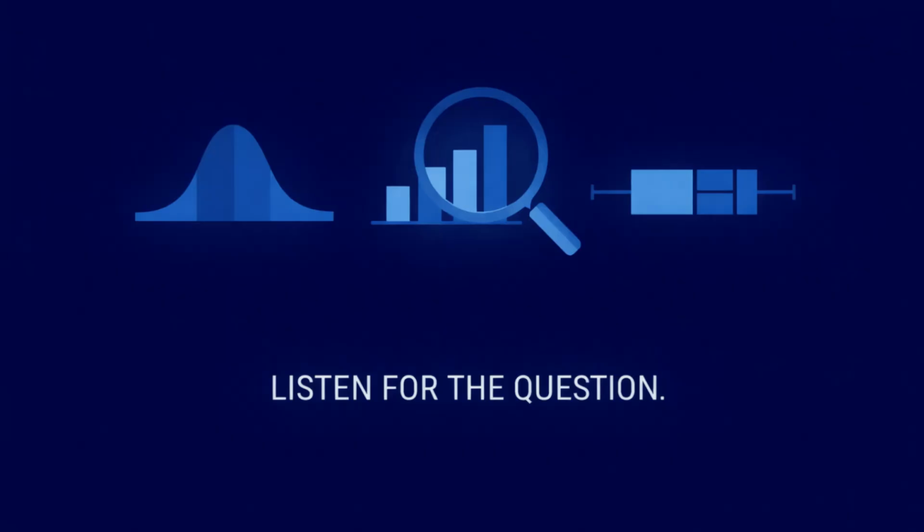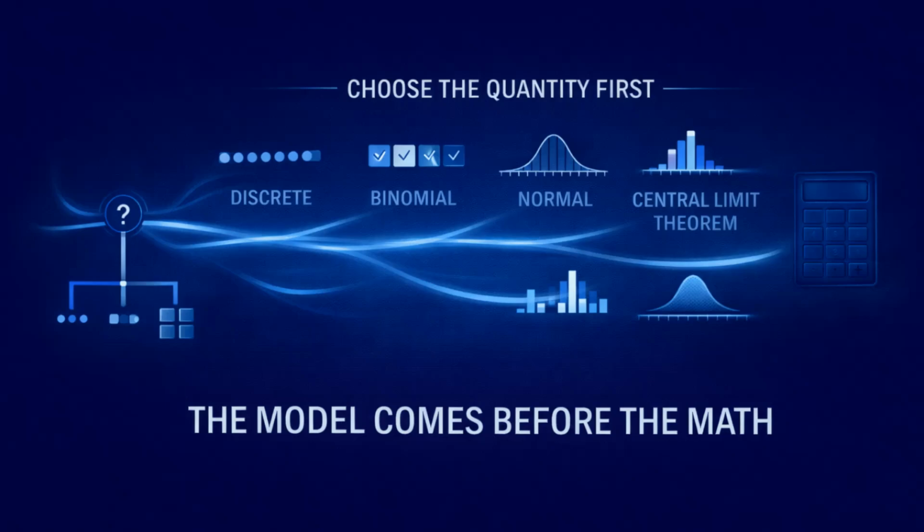So as we go, I want you to listen for the type of question being asked, because that tells you which distribution fits. A helpful way to think about this is to ask what kind of quantity you're working with. If you are counting things, you are in the discrete world. If something repeats as a yes or no outcome over a fixed number of trials, you are in binomial. If you are measuring something like scores, heights, or times, you are in normal. And if you are working with averages from samples, you are using ideas from the Central Limit Theorem. That decision comes before any calculation.